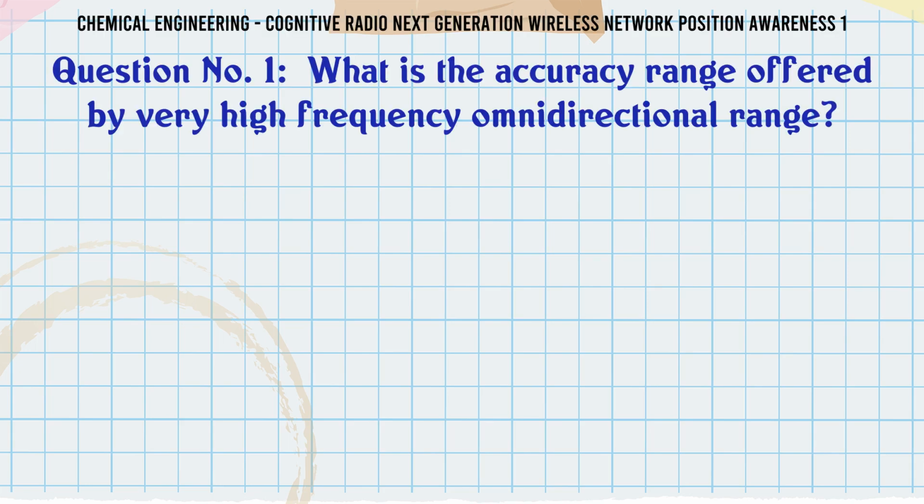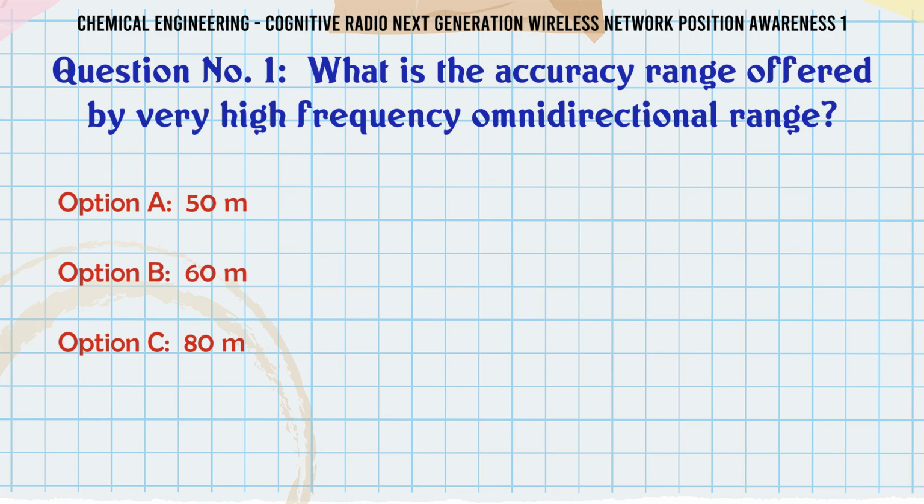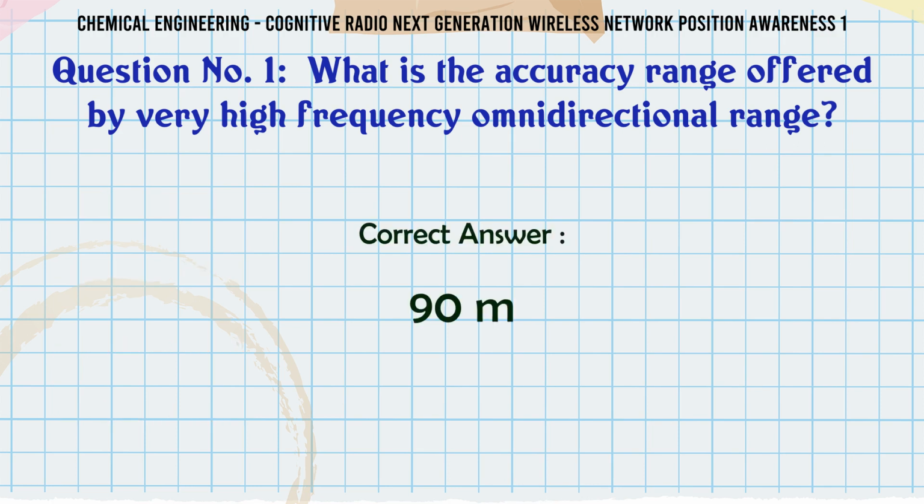What is the accuracy range offered by Very High Frequency Omnidirectional Range? A. 50 m, B. 60 m, C. 80 m, D. 90 m. The correct answer is 90 m.